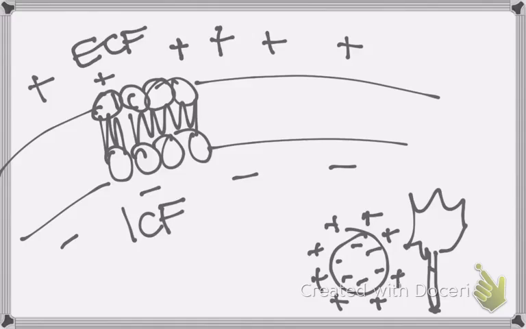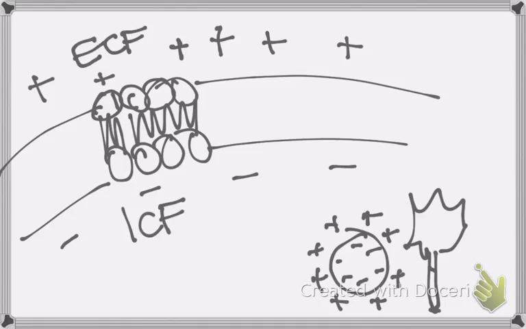Okay? Now, it's not really that simple. There is always a mix of positive and negative. So a more accurate way to say this is that really there are just more positives outside than there are inside. If you look at the number of ions on the outside of the membrane, there's just more there. And because there are more positives on the outside than on the inside, it makes the outside positive relative to the inside.